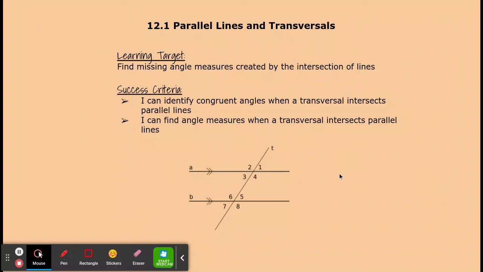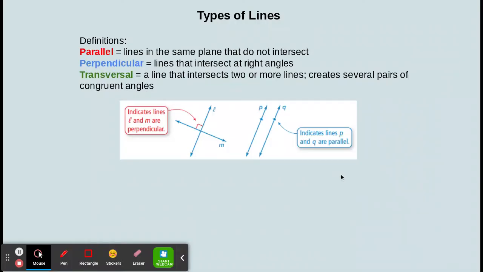12.1 Parallel lines and transversals. When we talk about lines, there are three sets that we talk about. The first one being parallel lines. Those are lines in the same plane that don't intersect, and they are indicated by this little arrow on both lines. The second type are perpendicular lines, and those are lines that intersect at right angles. And we can tell that this is a right angle with the red square there.